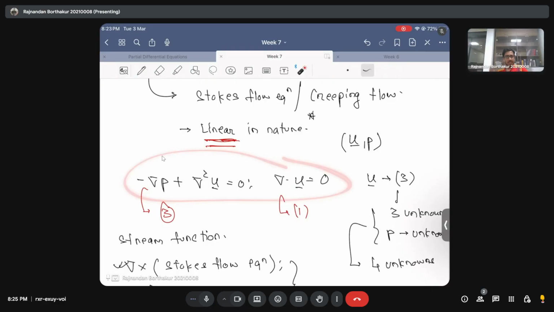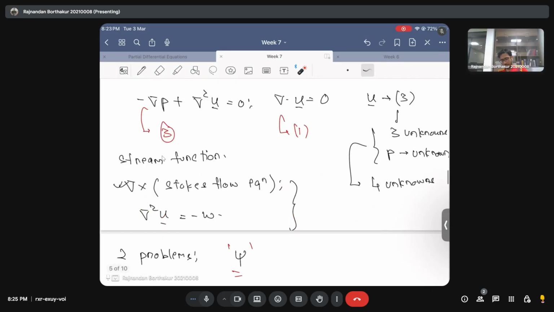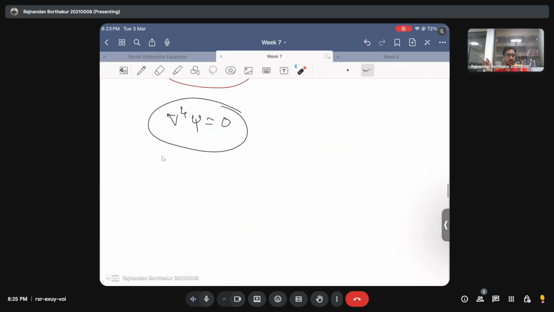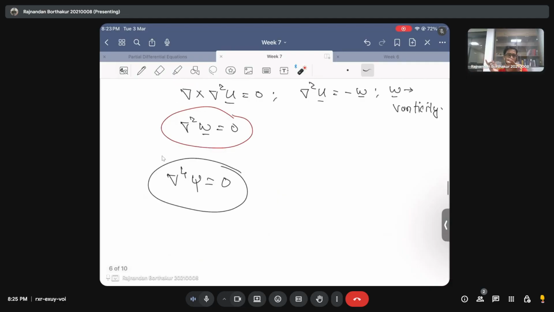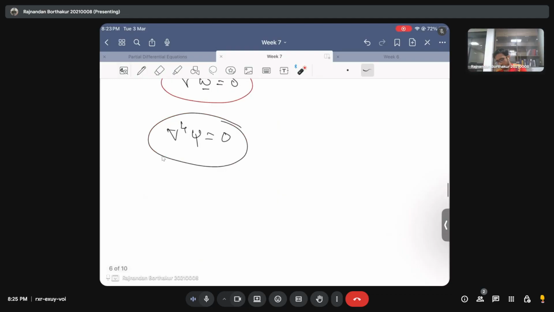four equations, that is the creeping flow equations and the continuity equation, they write the equation in terms of the stream function, using this fact that you take the curl of the Stokes flow equation and define the vorticity. And then you just get a single function. So this is a single equation that governs psi.